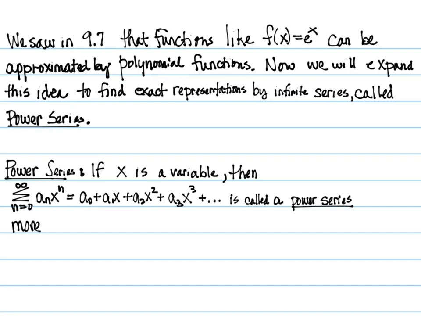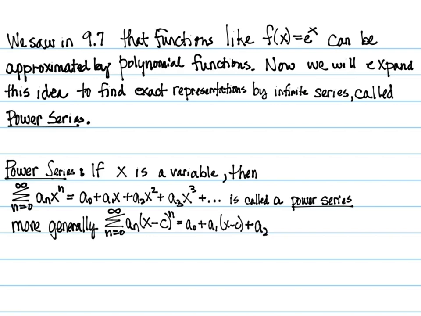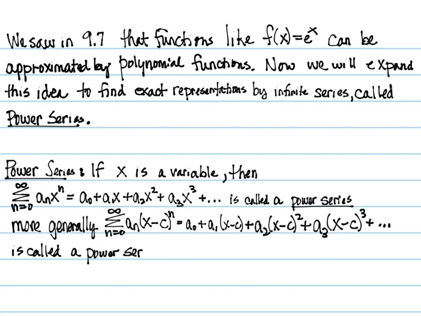More generally, the summation from n equals 0 to infinity of a sub n times x minus c to the n, which would be a0 plus a1 times x minus c plus a2 times x minus c squared plus a3 times x minus c cubed, and so on, is called a power series centered at c, where c is a constant.